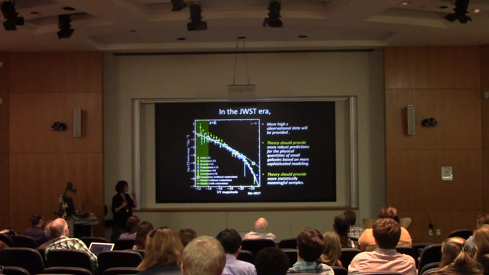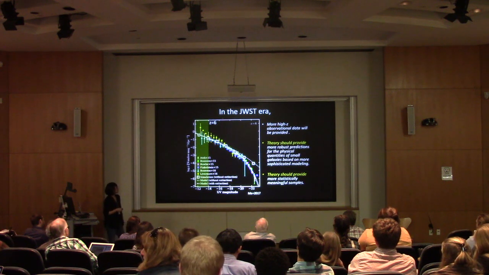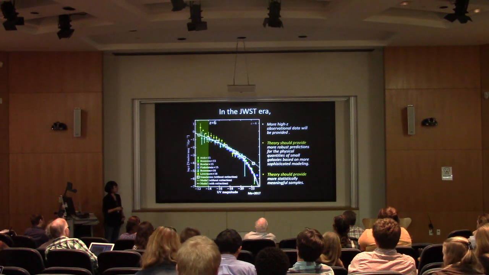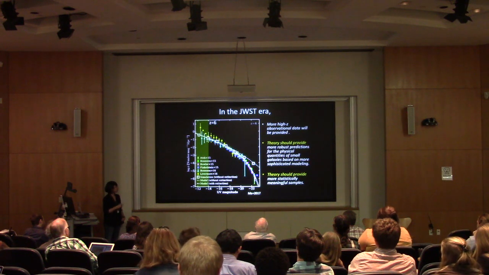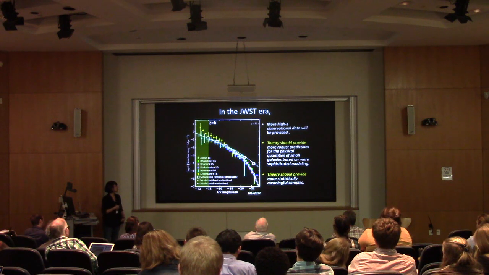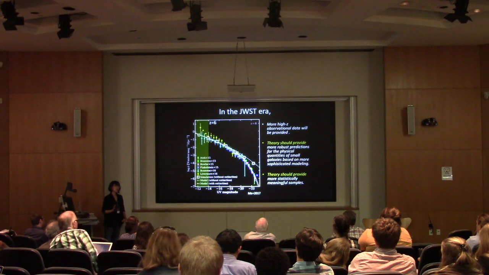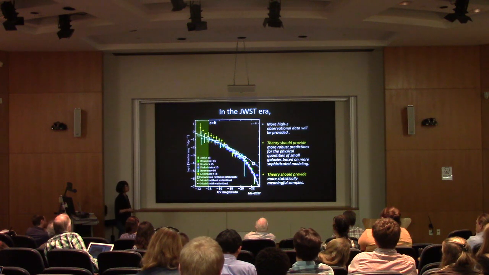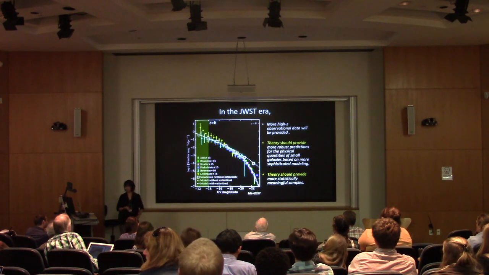But in the JWST era, we're going to have a lot of observations of high-z galaxies, and at the same time we have to provide, with theories, more robust predictions for the physical quantities of those small galaxies based on more sophisticated modeling. And not just a single galaxy: we have to provide multiple samples to give statistically meaningful quantities.